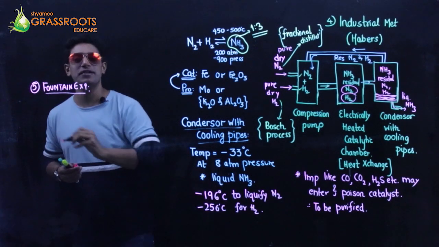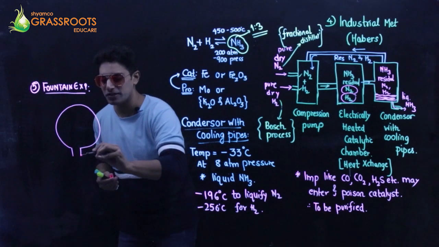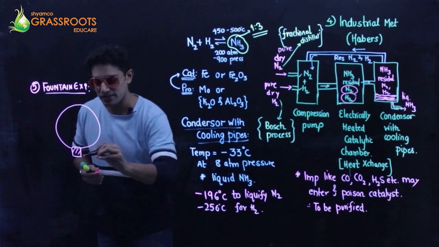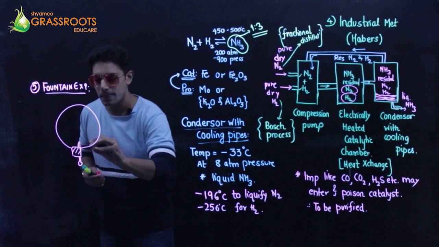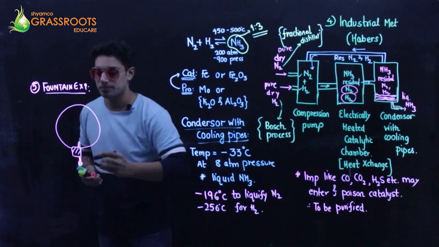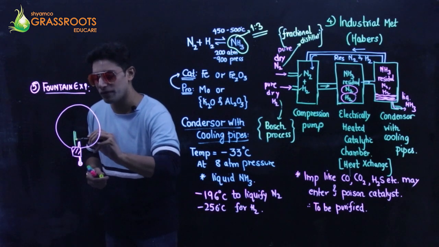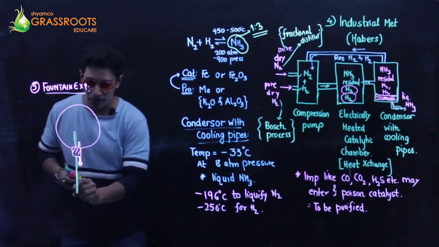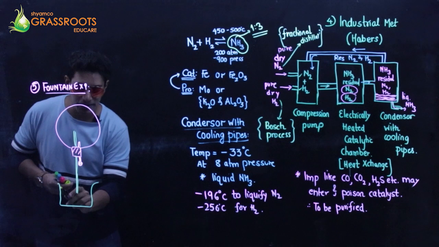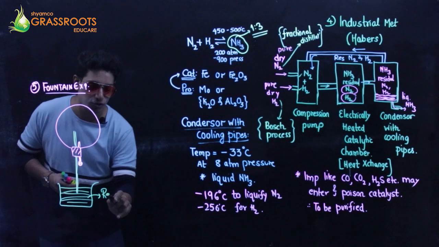Okay, in a fountain experiment, you take a round bottom flask and fill it with ammonia gas. There is again a dropper filled with water. We have a jet tube, a very thin tube that pops out, and the lower end of the jet tube is in a beaker having litmus solution. This is a red litmus solution.